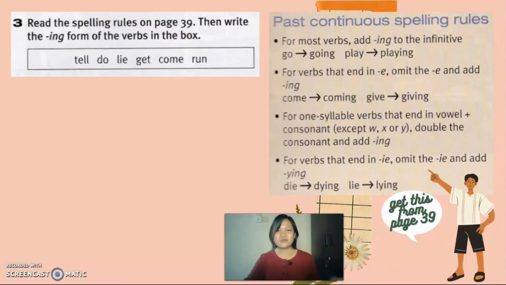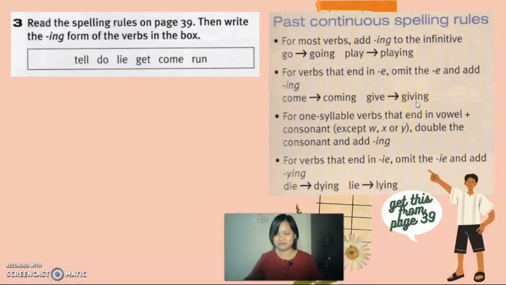Okay? So before that, we need to check the spelling rules on page 39, which is here. Past continuous spelling rules. For most verbs, add ing to the infinitive. For example, go becomes going, play becomes playing, right? You just add ing. But for certain verbs that end in e, omit the e, which means you remove the e and then add ing. For example, come. Remove the e, add ing, coming.